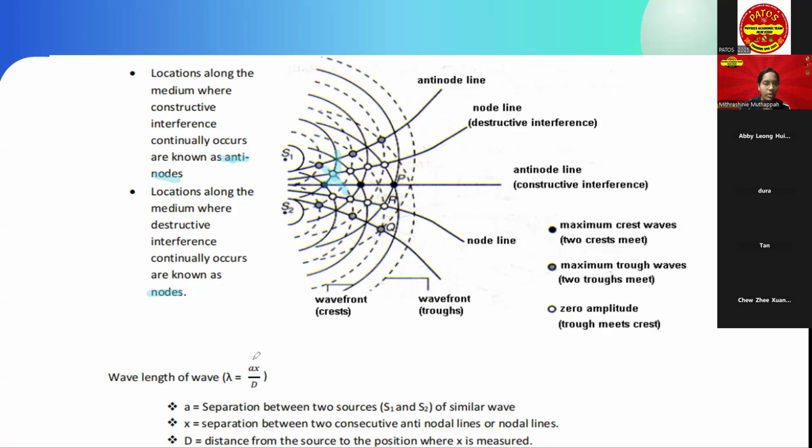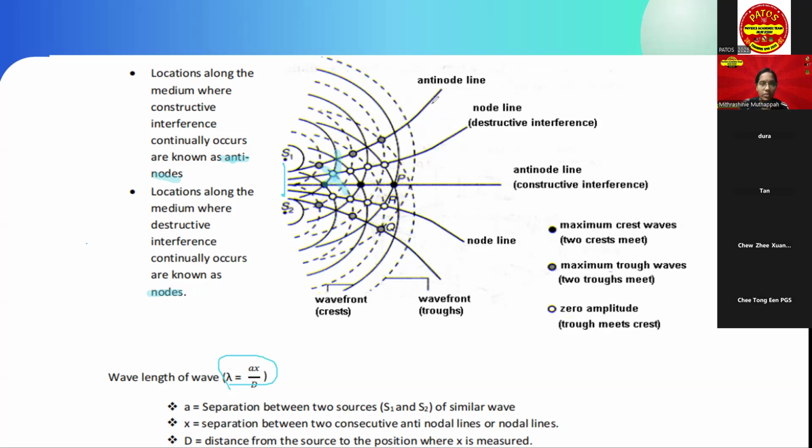Okay, moving on, we also have our formula for this interference of wave. You can see it over here. Lambda equals ax over D, where lambda is the wavelength, a is the separation between two sources, which means the distance between these two sources of wave, and x is the separation between two consecutive antinodal or nodal lines. What does that mean? Let's take, for example, the antinodal line.